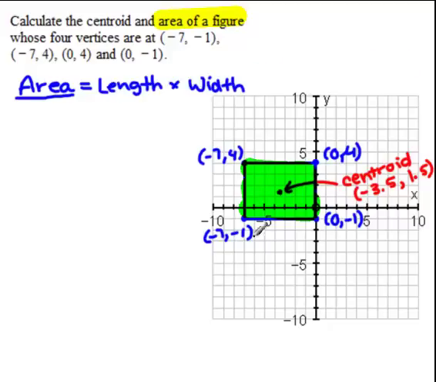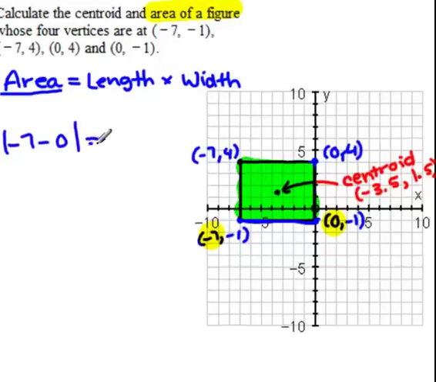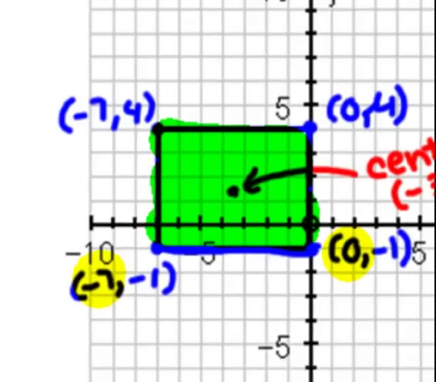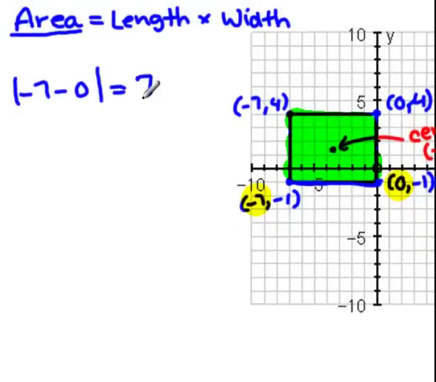To calculate the distance of one of these sides, you can use the 2 x values here and find the distance between them. Mathematically, you would take the absolute value of -7 minus 0, because those are the 2 x values, and you're trying to find the distance between them. Because you plotted this on your graph, you could also just count how many units to get from one side to the other. Either way, we'll get an answer of 7.